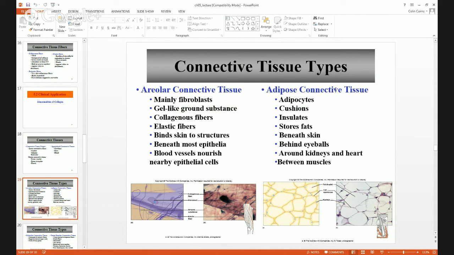Adipose, on the other hand, the cells are called adipocytes. It cushions, insulates, stores fat. It's located beneath the skin, behind the eyeballs, around the kidneys and heart, and between muscles. Adipose is fat.